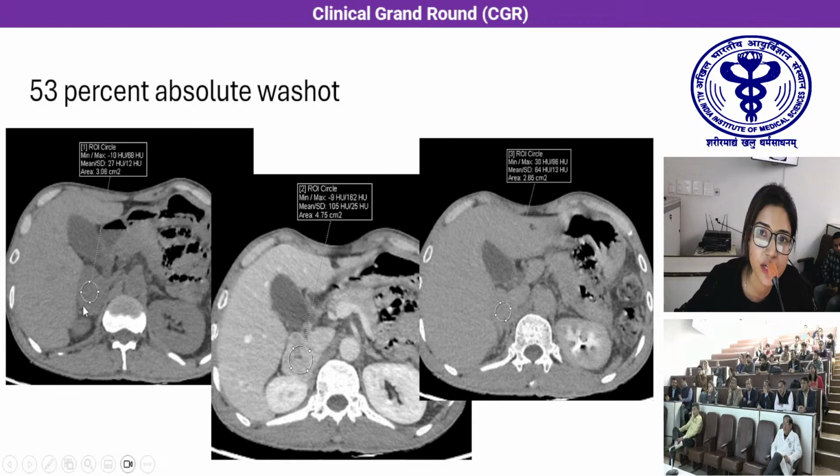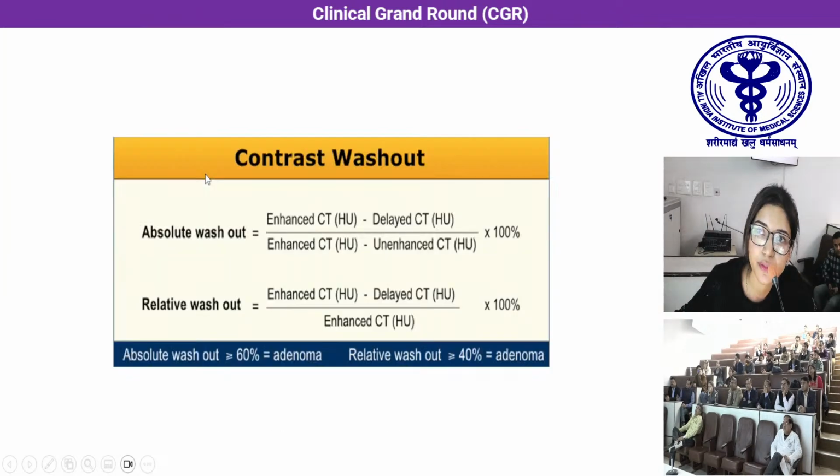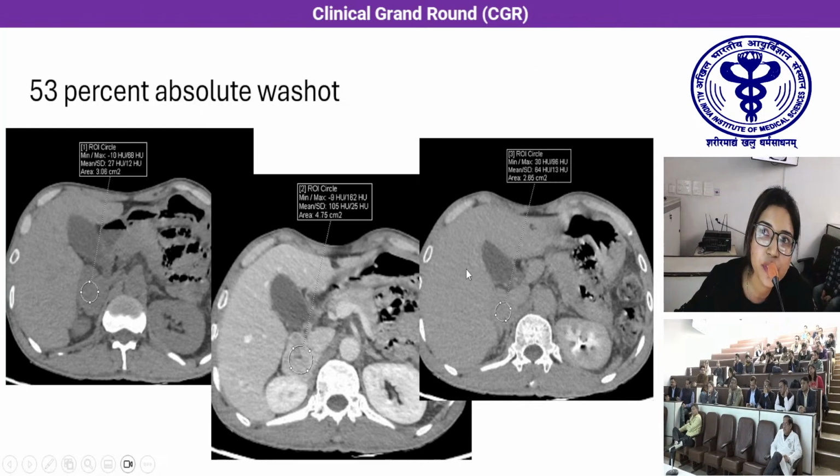Here we can appreciate a well-defined oval lesion at the suprarenal region, which is not infiltrating the adjacent structures, which has an HU value of 27, and on venous phase images it has an HU value of 105, and on delayed phase we have an HU value of 64. And on the coronal we can appreciate this suprarenal lesion. By this formula we can calculate the absolute washout. The absolute washout in our case was 53%.